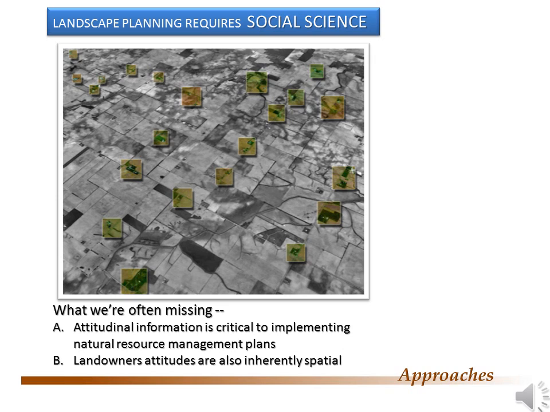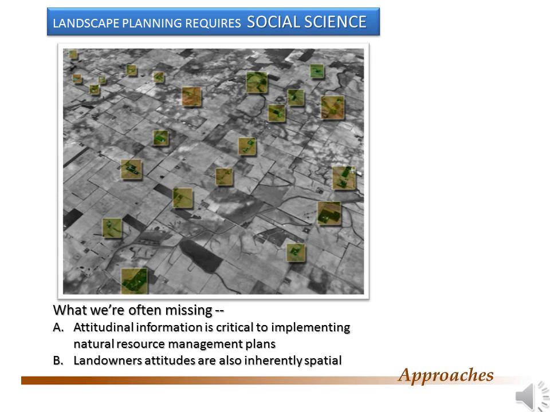But knowing where the grassland is being gained or lost is only part of this equation. We also know that conservation planning requires social science, because what we're often missing is an understanding of the attitudes, priorities, and behaviors of those who actually live and own the properties that are part of this matrix of lands that we're trying to manage.